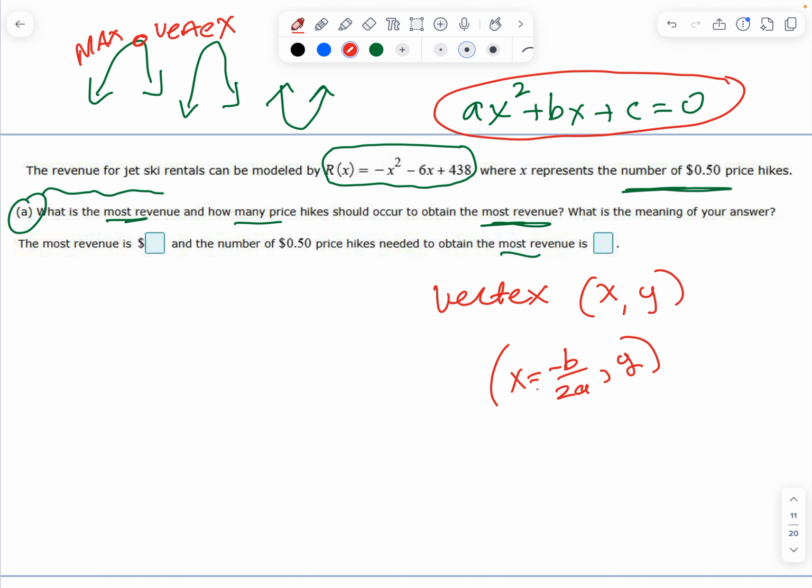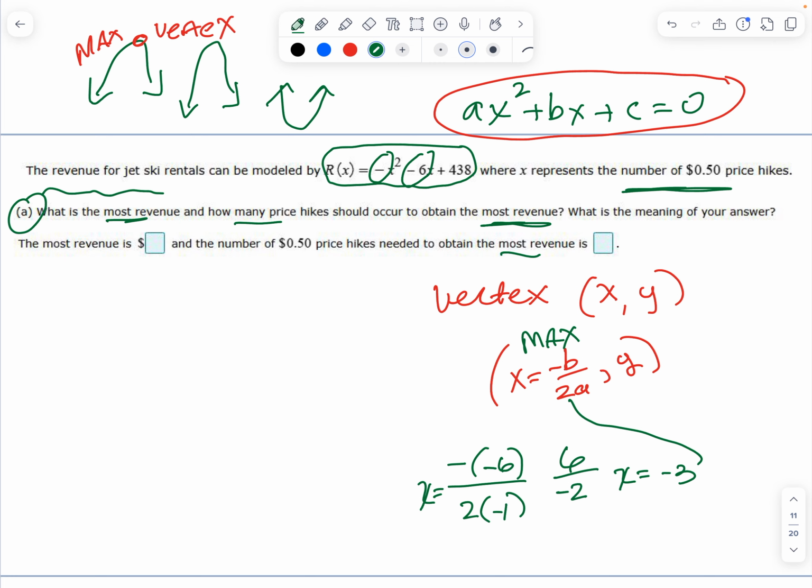So let's solve for x. Let's get our x coordinate for our max. This is our max right here. Okay, so negative b, so the negative sign, and we're going to have a b and divide it by 2 times a. Our b is negative 6, and our a is negative 1. So negative 6 becomes 6 over negative 2. So our x coordinate becomes negative 3. So the number of price hikes needed to obtain the most revenue is going to be negative 3.